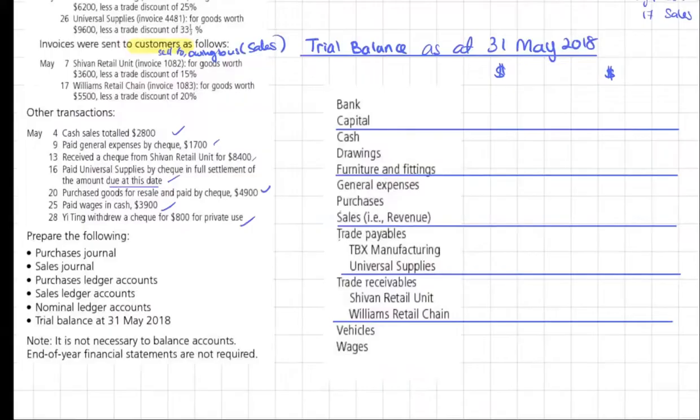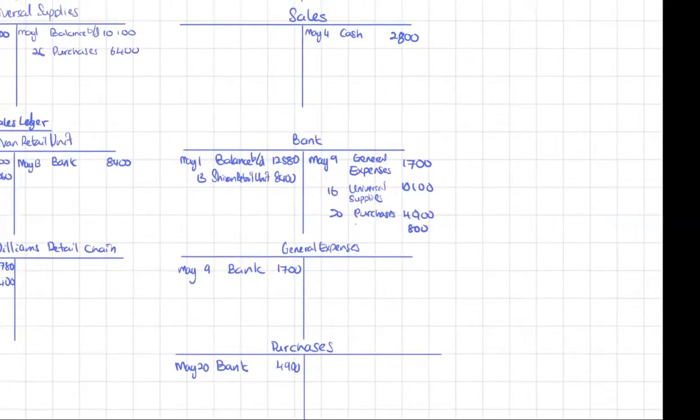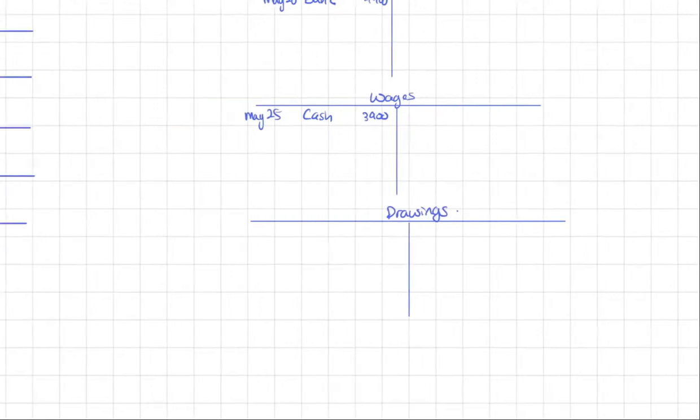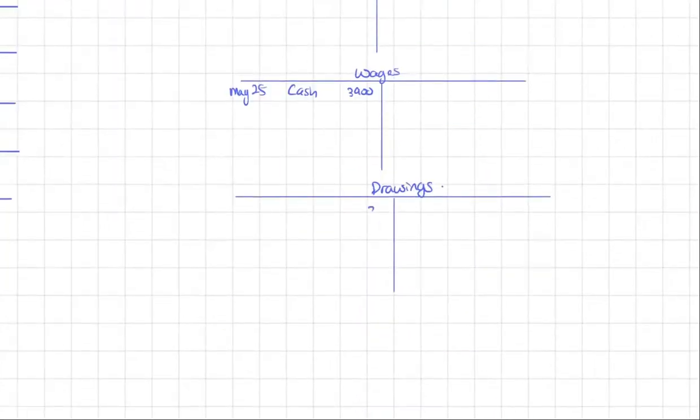And there'll be a last one. Eating withdrew a check 800 for private use. 800 for private use, which is what we call drawing. 28. I still need to open another account called drawing. So we need to add all this amount into the account. So let's double check because I may have missed out on something. Drawing should be 800.